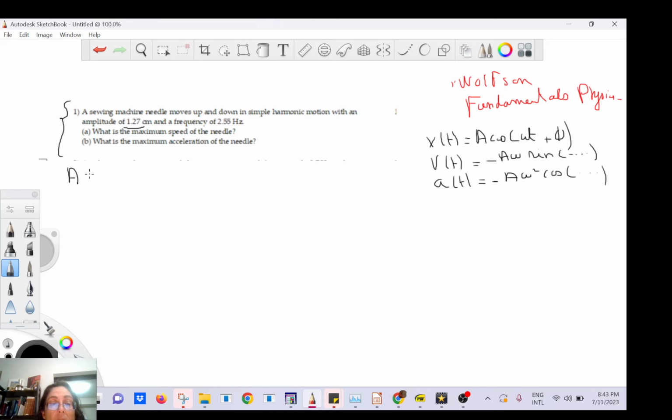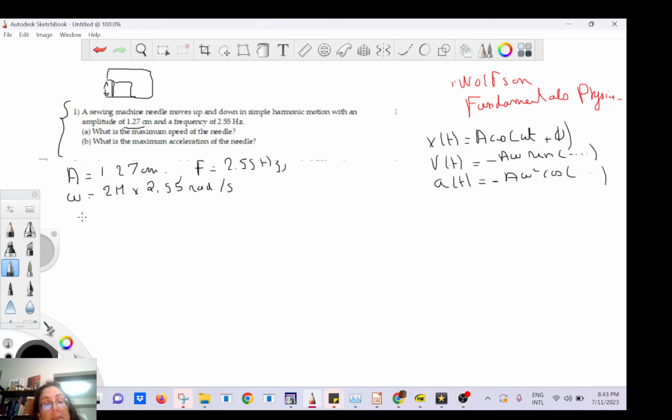So they give you the amplitude, 1.27 centimeters. It's a sewing machine. If you have seen those sewing machines, you have a needle here, and the needle goes up and down. And the frequency is 2.55 hertz. So omega, the angular frequency, is going to be 2 pi times 2.55, and the unit is rad per second.